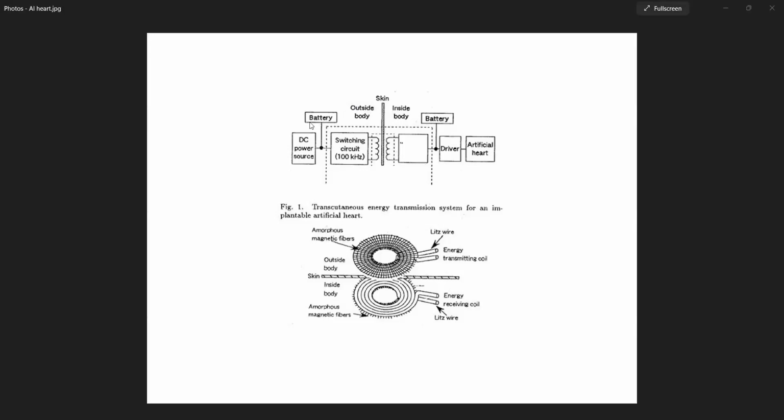Now we have the rechargeable batteries. Two rechargeable batteries we are taking. These two batteries are connected to a switching circuit. This is called an oscillator. An oscillator is a circuit which generates high frequency signals. Here the frequency is 100 kilohertz. Here the frequency will be megahertz or less than that. So here I cannot use 100 kilohertz.